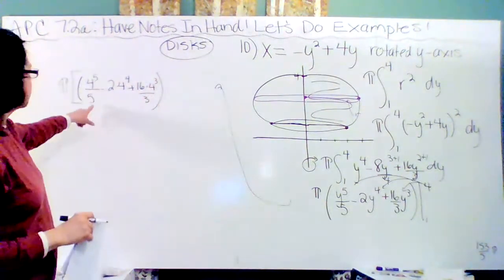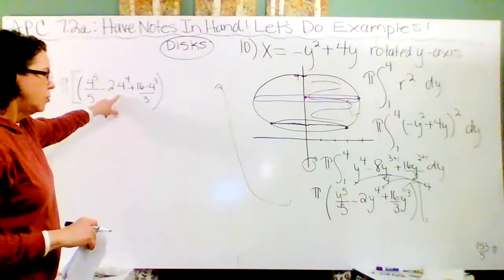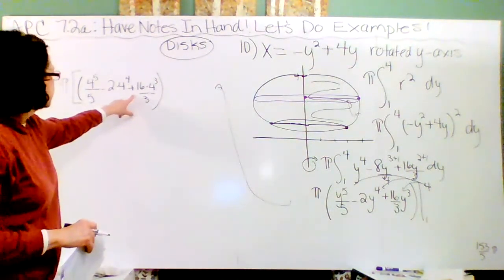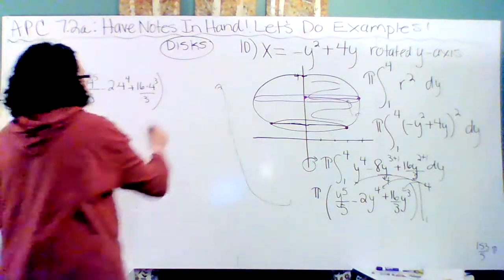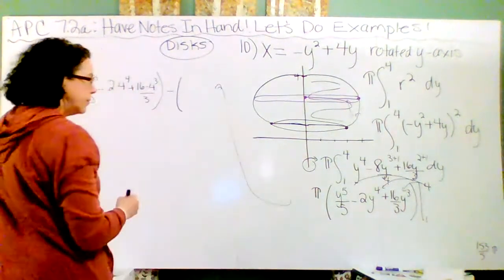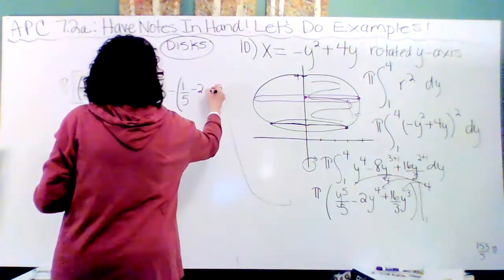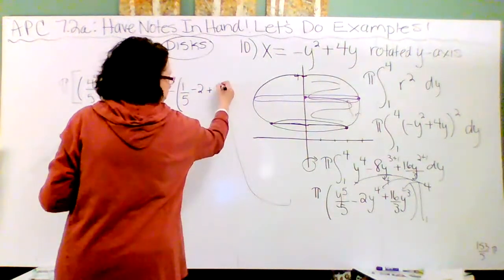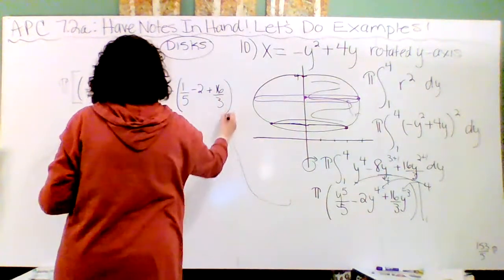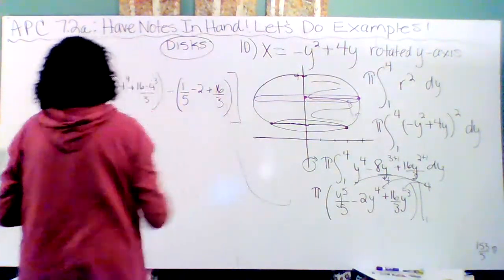Let me make sure I substituted in right. There we go. 16, right, plus 16 times 4 cubed over 3. Okay, minus, and my f of a would be 1/5 minus 2 plus 16/3. Okay, big bracket on that.